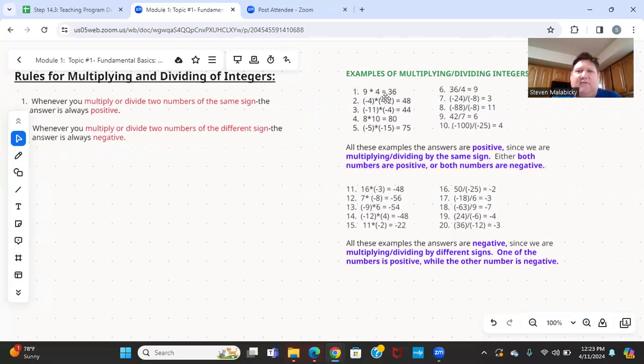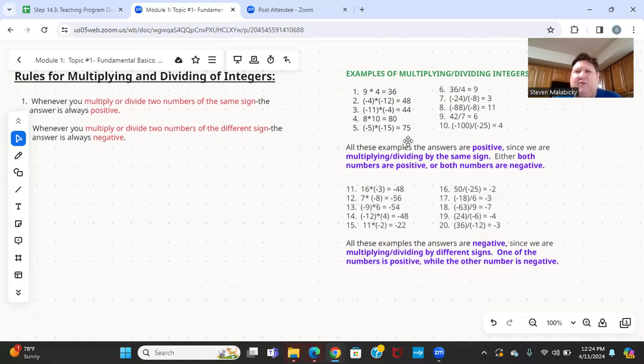So 9 times 4, a positive times a positive, same sign, you get a positive 36. Notice both of these numbers here are negative, so a negative times a negative is positive. Same sign always gives you a positive answer. And 4 times 12 is 48. Again, both the same sign, both negative, so it's a positive answer. 11 times 4 is 44. 8 times 10, same sign, both positive, so the answer is positive, and 8 times 10 is 80. And two negative numbers, same sign, answer is positive, and 5 times 15 is 75.